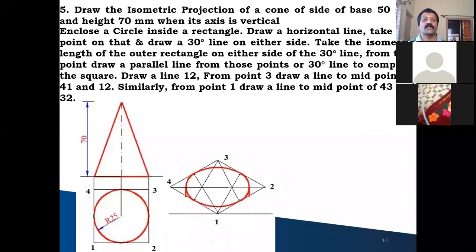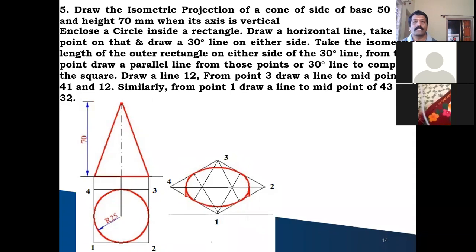After getting 2 and 4, how to get 3? From 4, you draw a parallel line to 1 to 2, or a 30-degree line on the right side. Similarly, from point 2, you draw a parallel line to 1 to 4, or a 30-degree line on the left side. Wherever these two lines intersect, you call that point 3. So we have constructed the isometric projection of the outer square box. Now within this box, we need to construct the ellipse, because the circle will look like an ellipse in the isometric projection.